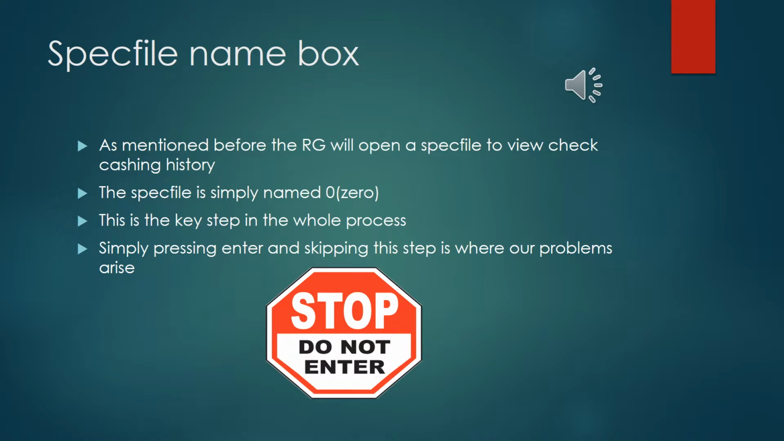The problem that we've been having is people pressing enter without entering 0 first. This is the key step in the whole process. This is where everybody's having the problems. Like it says here, simply pressing enter and skipping this step is where our problems arise. This causes issues with risk. You will skip over the spec file. You won't see previous cashed checks, and you won't get to see things such as branch hopping, check kiting, that sort of thing. We need you to press 0 and not just click through it. I know you guys are busy and I know you're in a hurry. Please, please press 0.